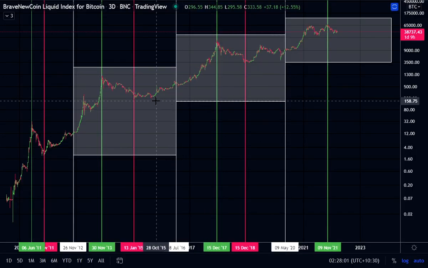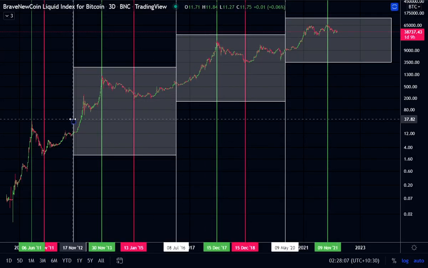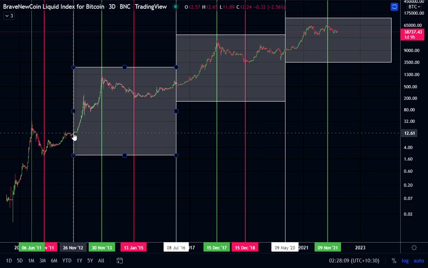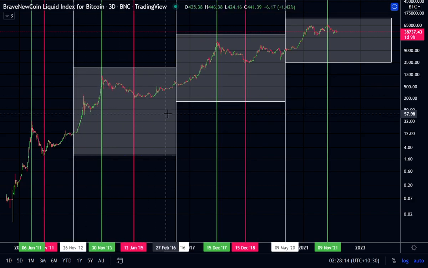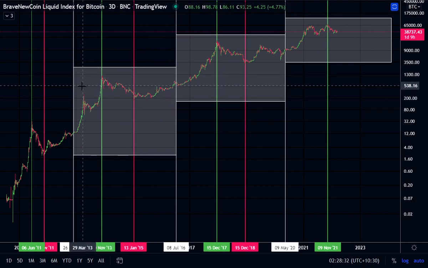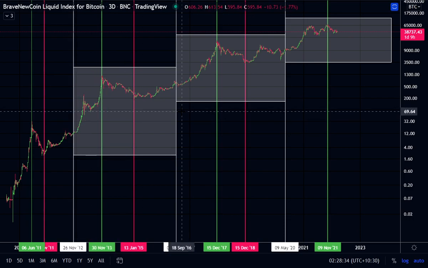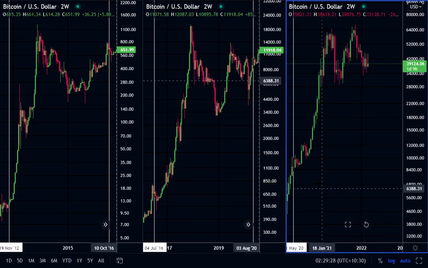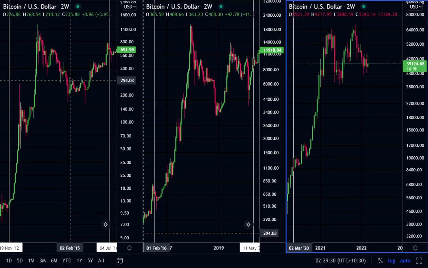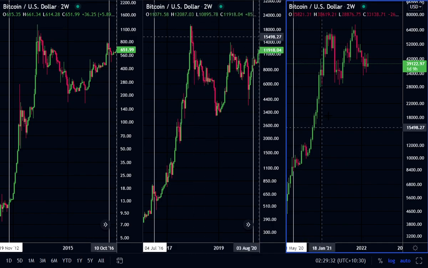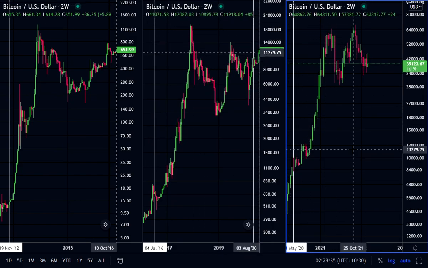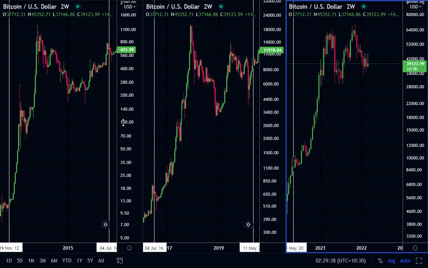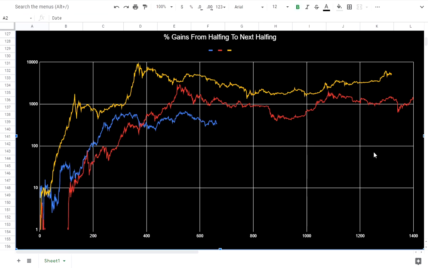So now we're going to compare the 3 cycles again, but we're going to be using the halving date as the start point and the next halving date as the end point. Basically, we're measuring how long between halving dates, if that is getting shorter or longer. And again, just showing that side by side. This is cycle 1, cycle 2 in the middle, our current cycle on the right, and the white line's the halving dates.